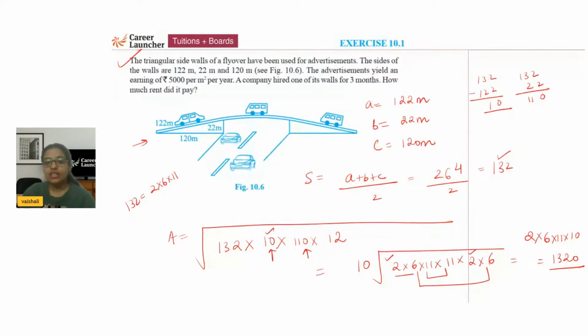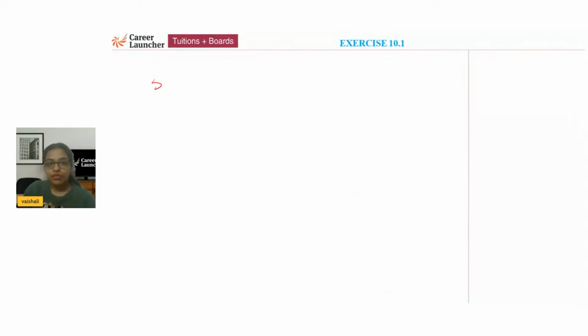They are asking us that the advertisement yields an earning of 5,000 per meter square. So this is your per meter square, the area. A company hired one of its walls for 3 months. So how much rent did they pay? Just remember, they are hiring for 3 months, so how much of the rent should they pay? 3 months out of the total 12 months in a year. And how much is the cost? 5,000. And what is the area? It is this 1320. So if you solve this, you will get your final answer.